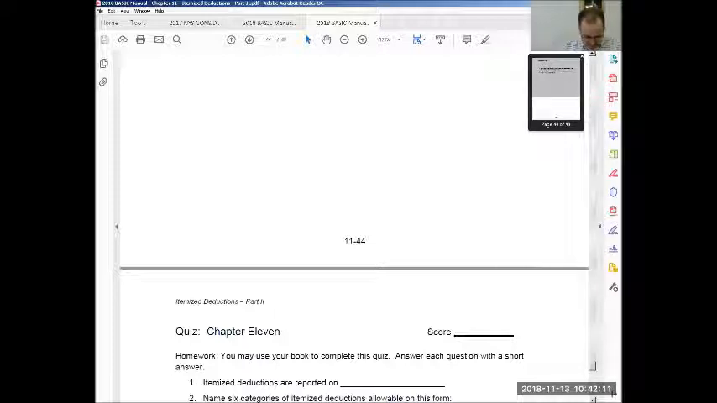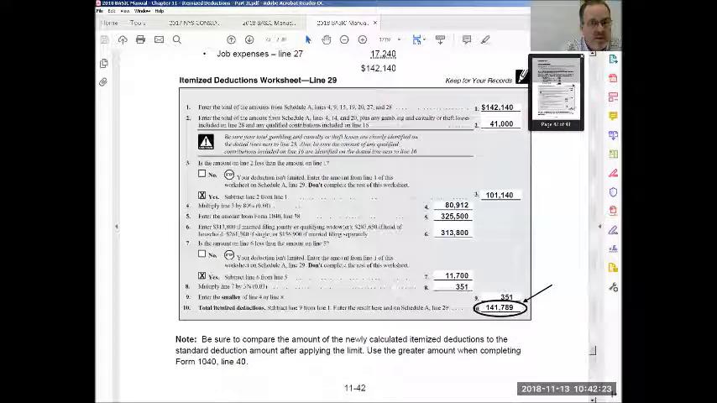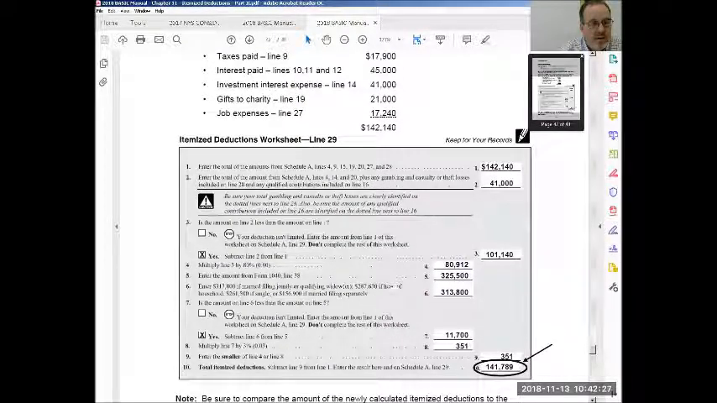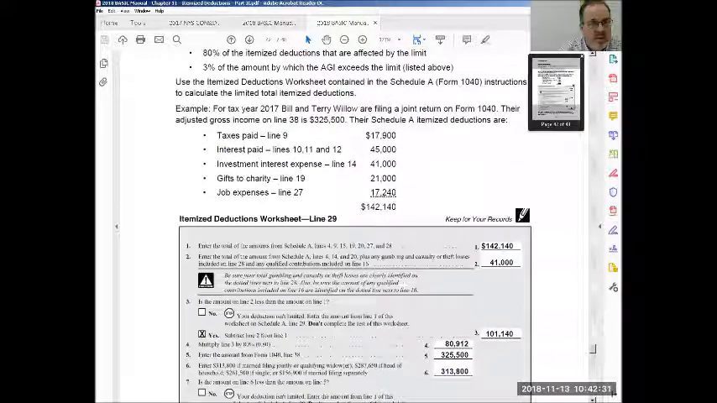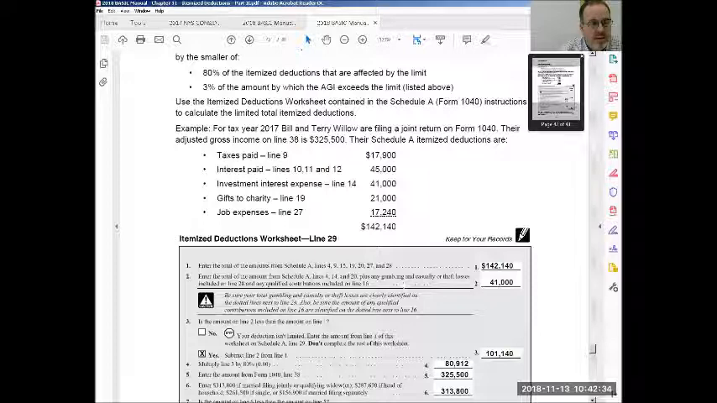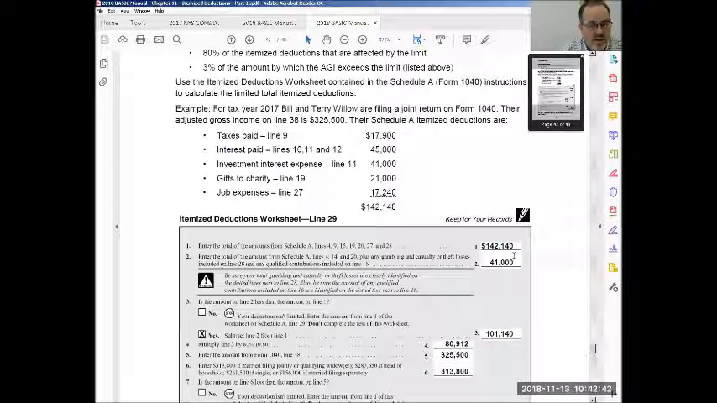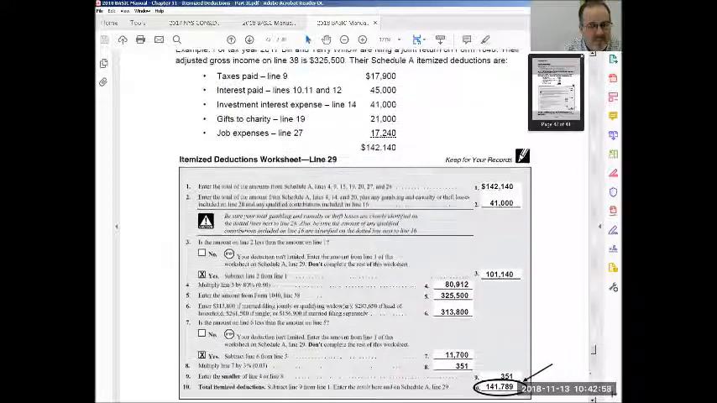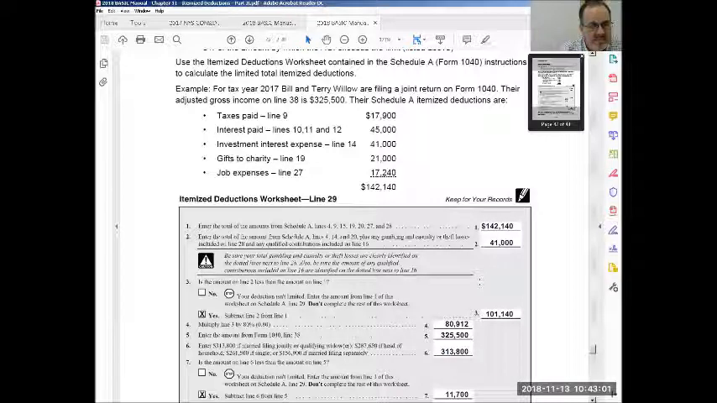Okay. Oh, I have a question for you on 1142, that worksheet that they had. Number one, my figure is not 142, 140, as they have. Because it looks like you have to do lines 4, 9, 15, 19, 20, 27, and 28. They added 10, 11, and 12 in it too to get that figure. That's wrong, right? To get the whole 142, 140 is also included interest paid lines 10, 11, and 12. But when you read the form, number one says enter the total amounts from Schedule A, line 4, 9, 15, 19, 20, 27, 28. It never said 10, 11, and 12. Yeah. But that 142 includes the 45. So it's incorrect. Yeah. It's kind of crazy.